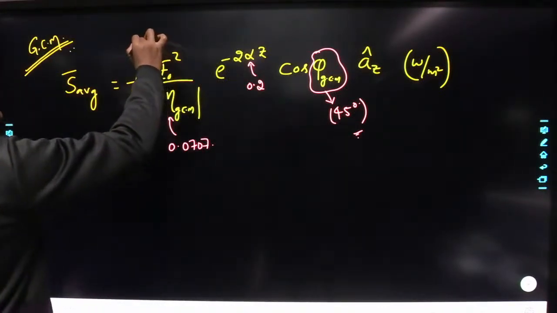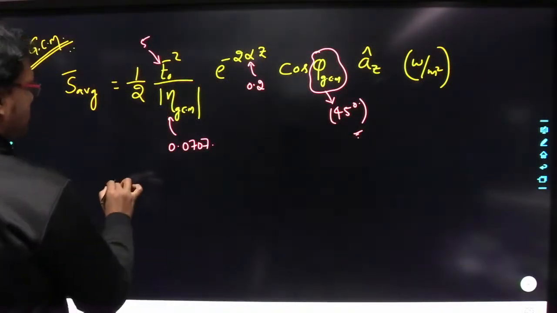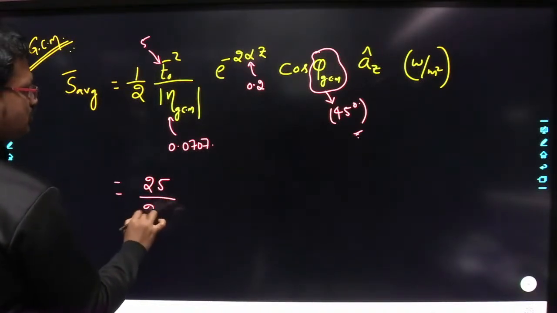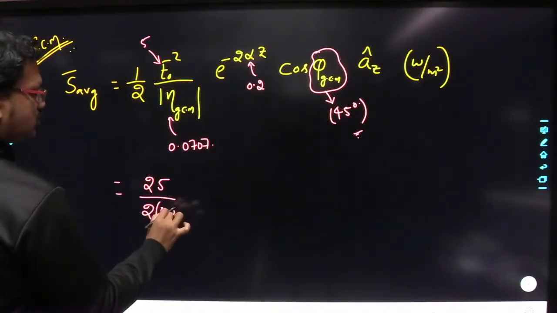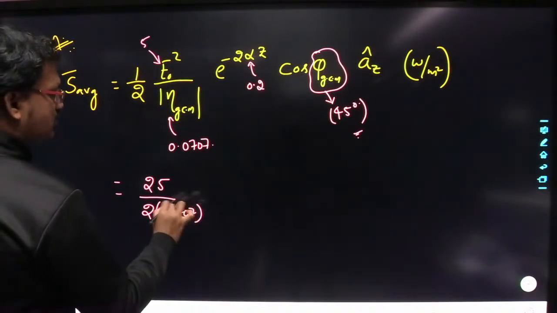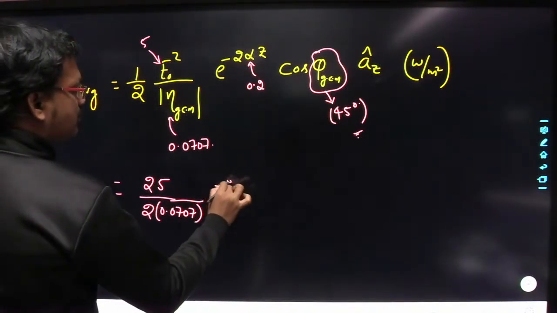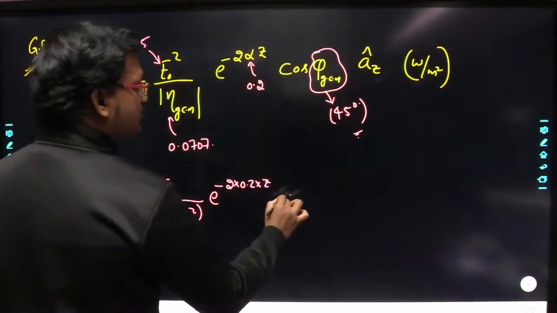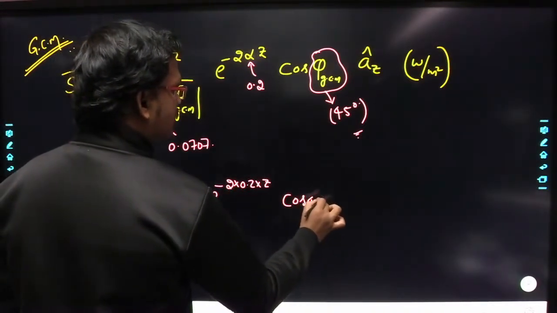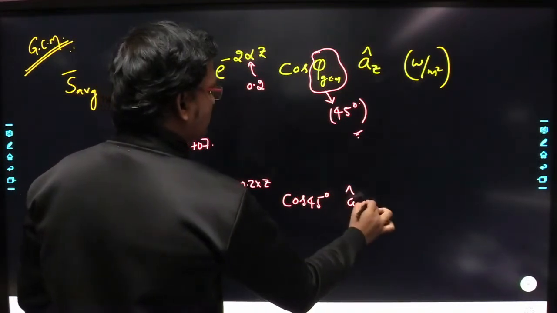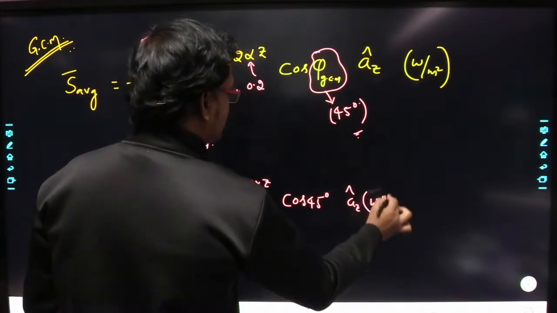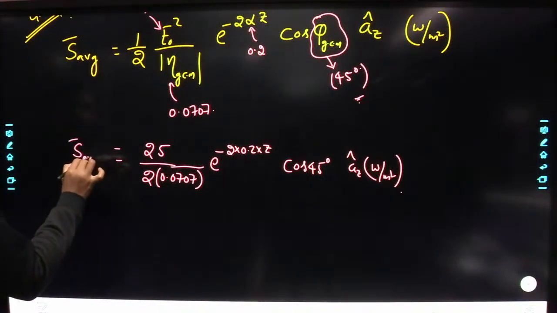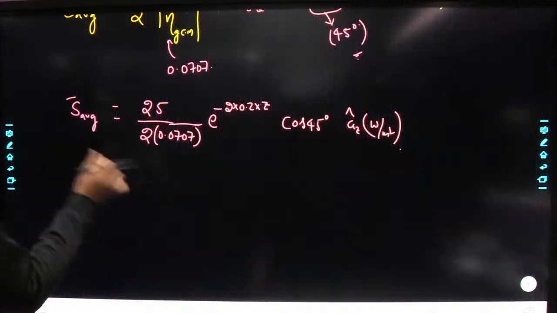So E naught value is 5. So substitute all this here. So you are going to get 25 by 2 into 0.0707 into e power minus 2 into 0.2 into z into cos 45 degrees AZ cap watt per meter square. Okay, so they are asking the expression for average power density here. So this is the expression you are going to get, right?